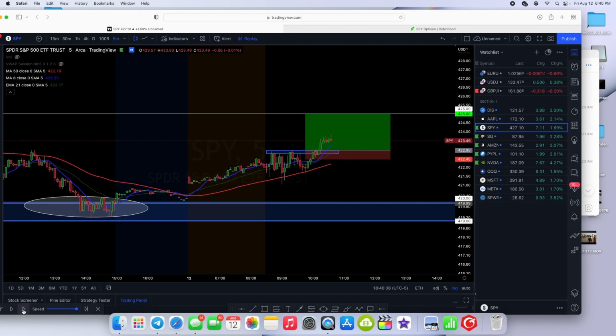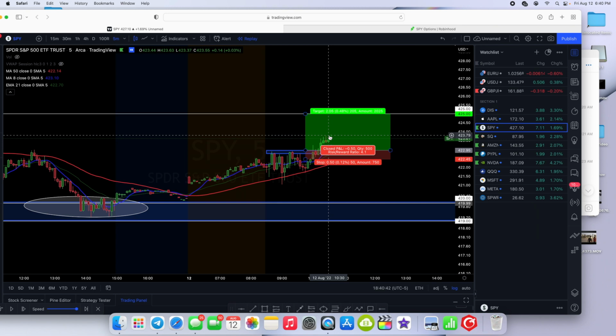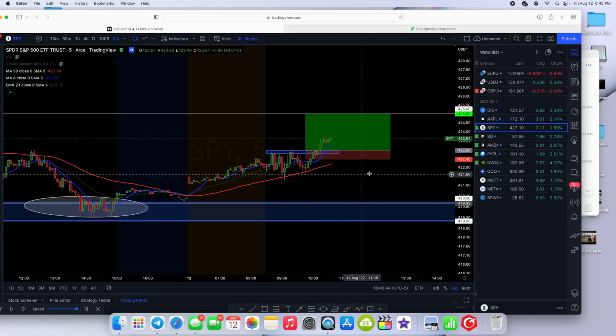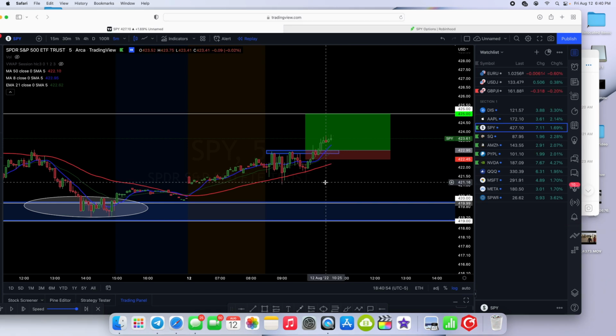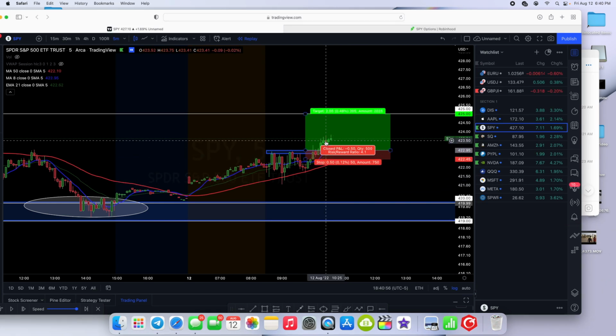Started going a little bit slower, but it was still wanting to go higher. As you can see, the wicks kept getting higher and higher. That means we were getting more and more into profits as SPY kept coming up. Trimmed most positions here, leaving a runner at 10:23. So about right before this red candle right here, at the top of it, we trimmed most of our positions because we already made a lot of money.